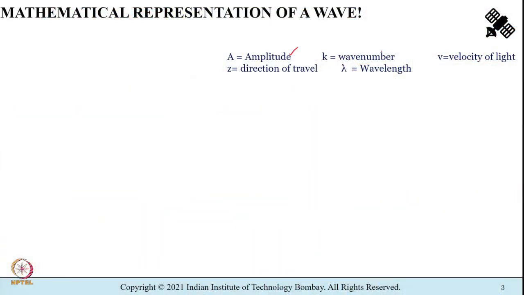All right. Now, by now, I am assuming that we all know about electromagnetic waves, microwaves, and properties of a wave like its amplitude, wave number, velocity of light, wavelength, and direction of travel. So, with this understanding, let us now try to define a wave mathematically. Again, if mathematics is not your forte, do not panic, because we will try to simplify it.